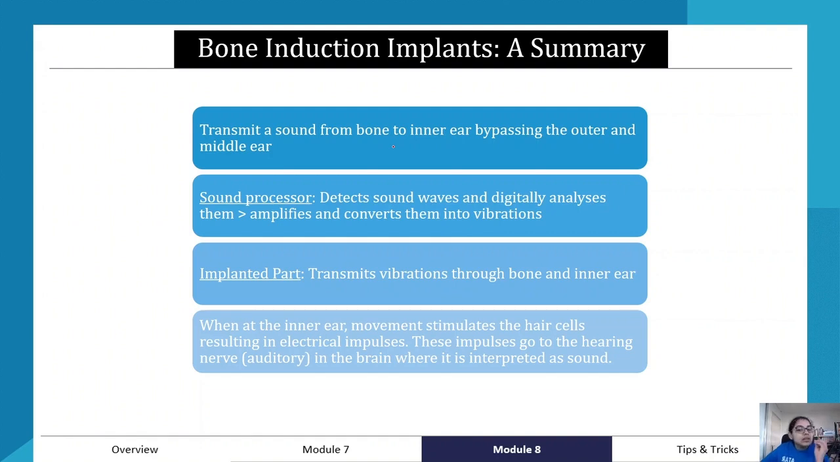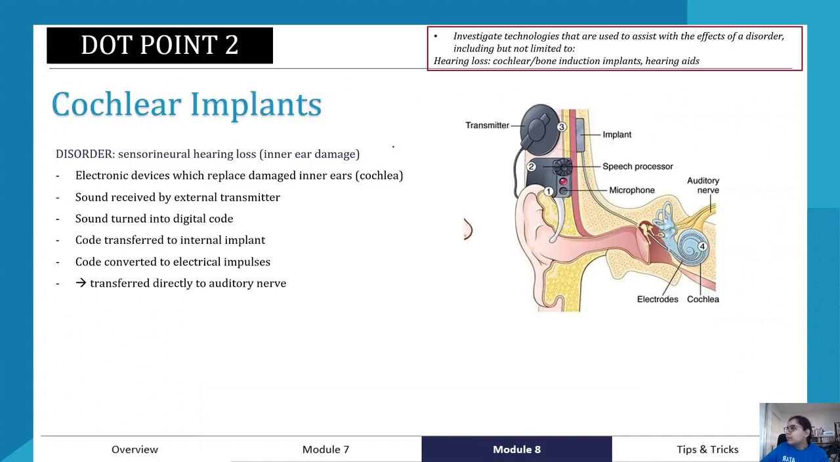Then the implanted part will transmit the vibrations from the bone to the inner ear, and the movement stimulates the hair cells, which results in electrical impulses, and then it goes to the brain via the auditory nerve.